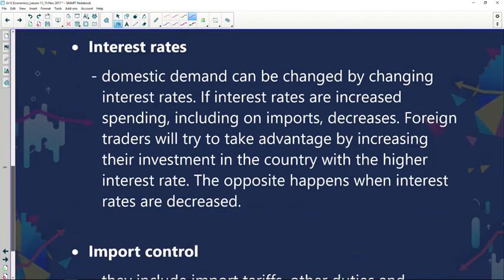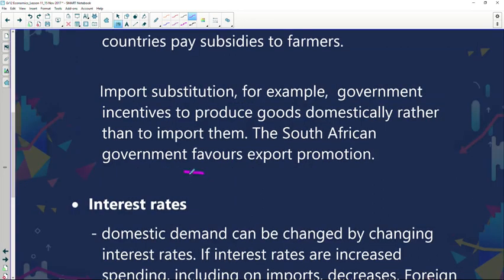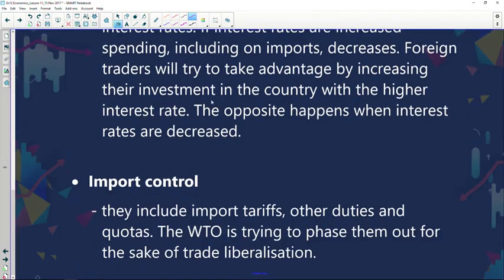Interest rates also play an important role. Domestic demand can be changed by changing interest rates. If interest rates are increased, spending, including on imports, decreases. Foreign traders will try to find advantage by increasing their investment in the country with the higher interest rate. The opposite happens when interest rates are decreased. So interest rates can also be used to correct the disequilibrium that occurs in the balance of payments.